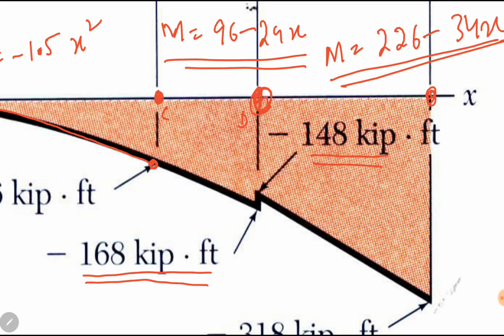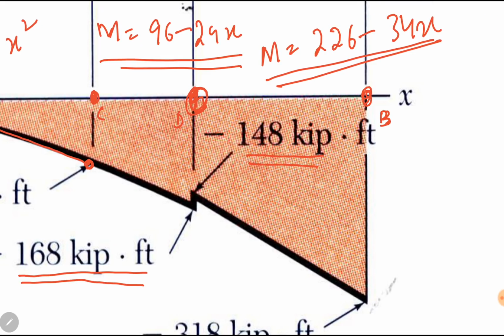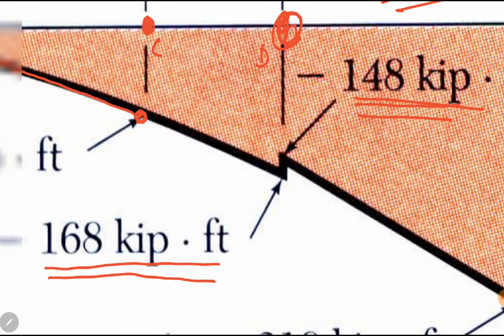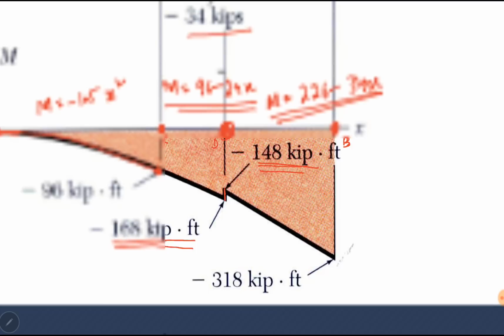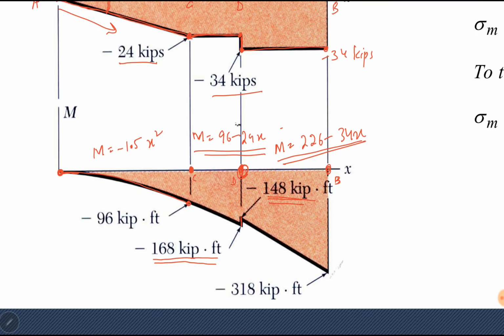For section DB, if we put x equal to 11 for point D, we will get the value minus 148 kilopound feet, this one. So at the same point, we have two values, so we will draw a vertical line here. And then for point B, if we put x equal to 16 in this expression, we will get minus 314 kilopound feet. Again, between D and B, this expression is linear. Also, the shear force was constant between D and B, so the moment curve will be linear.